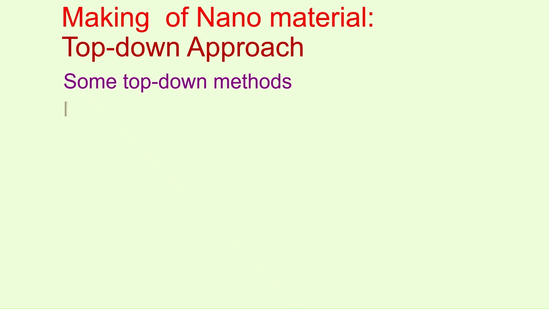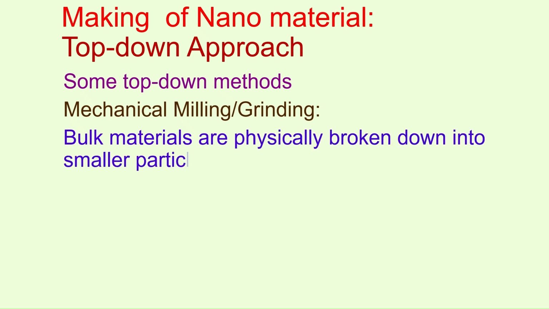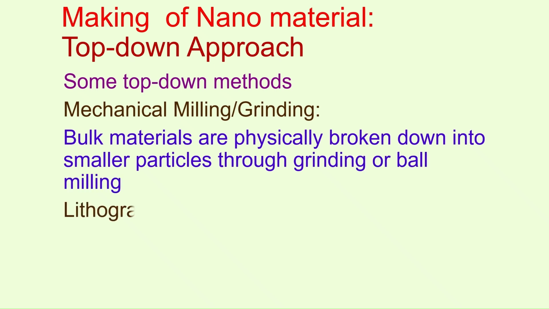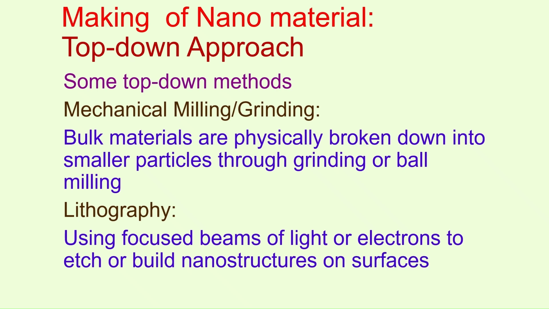Making of nanomaterial. Top-down approach. Some top-down methods are mechanical milling and grinding. Bulk materials are physically broken down into smaller particles through grinding or ball milling. Lithography, using focused beams of light or electrons to etch or build nanostructures on surfaces.